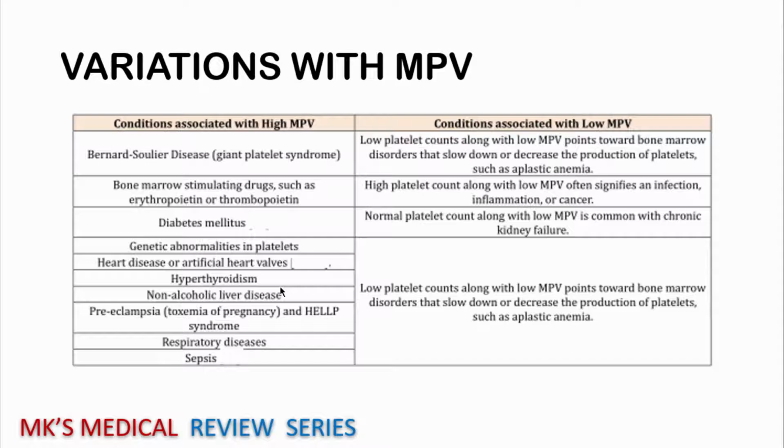Conditions that increase the platelet size include things like Bernard-Soulier syndrome or Bernard-Soulier disease, which is just giant platelet syndrome. You may have some bone marrow stimulating drugs such as erythropoietin and thrombopoietin, diabetes mellitus, genetic abnormalities in the platelets themselves, heart disease or artificial valves, hyperthyroidism, non-alcoholic liver disease, preeclampsia, which is also referred to as toxemia of pregnancy, and HELLP syndrome, respiratory diseases, even sepsis.